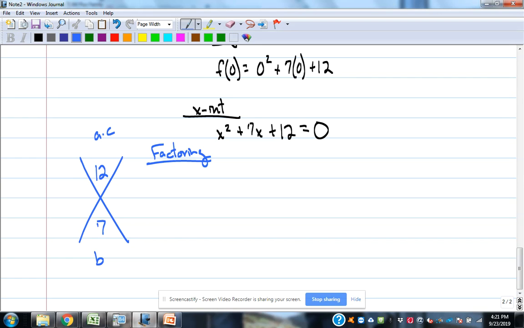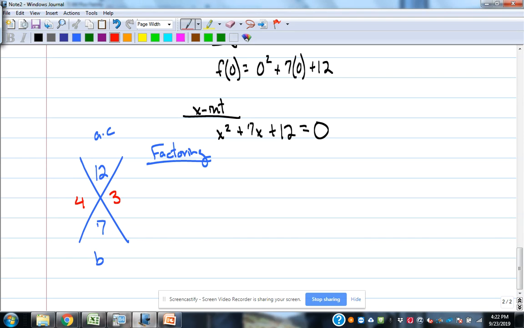Okay, so here's what we've got to look for. We've got to look for two numbers that multiply to be 12, but add to be 7. So it's got to multiply to be this up top. A times C gets the top number, B is the bottom number. It's got to multiply to be 12 and add to be 7. The numbers that multiply to be 12 I know are 6 and 2, but 6 plus 2 is 8, right? And then 4 and 3, hey, that multiplies to be 12 and adds to be 7. So that's why I know that this is going to be 4 times 3.